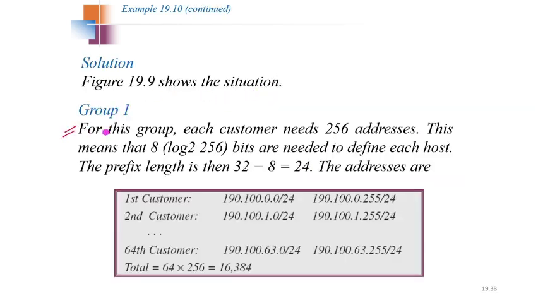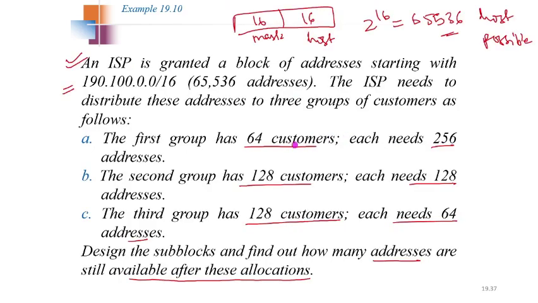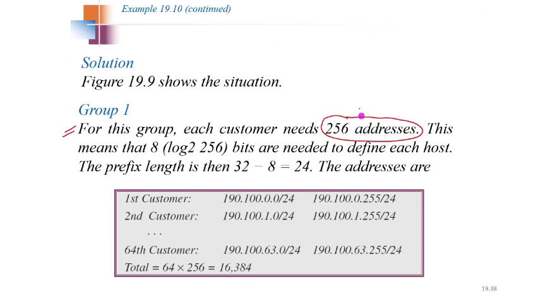Okay, so how will we start? We will start with the first group. For the first group, there are 64 customers and 256 addresses are needed for each. So if each needs 256, the number of bits for 256 hosts will be log 256 to the base 2, which comes out to be 8. That means out of 32 bits, 8 bits will be used for the host, so the remaining 24 bits will be used as the mask.